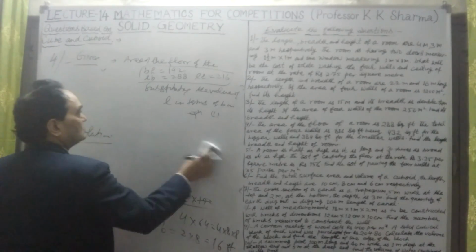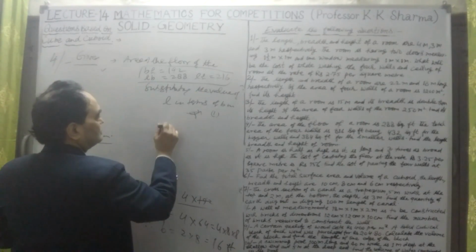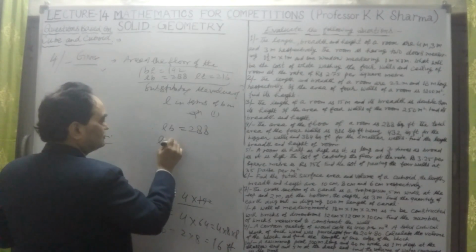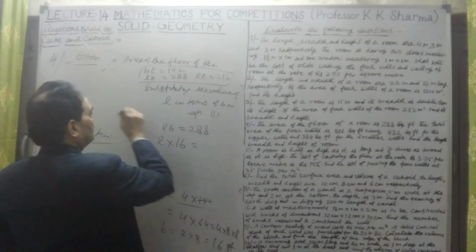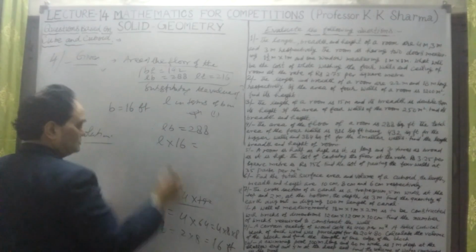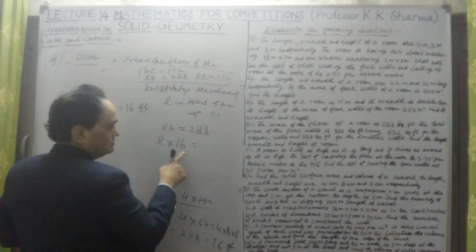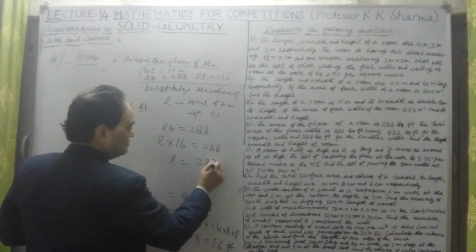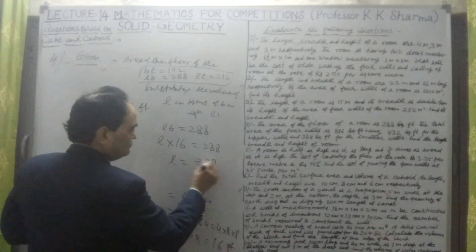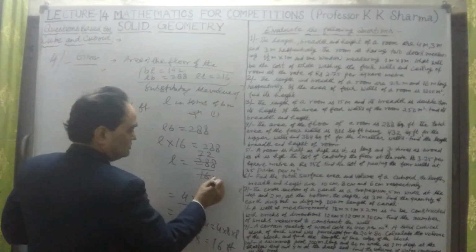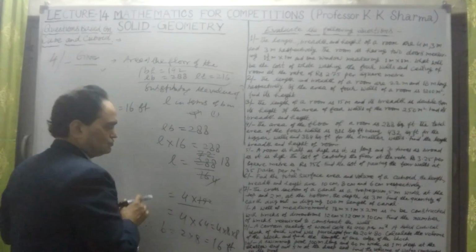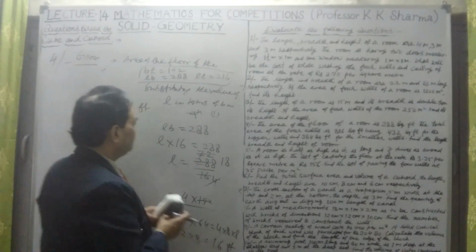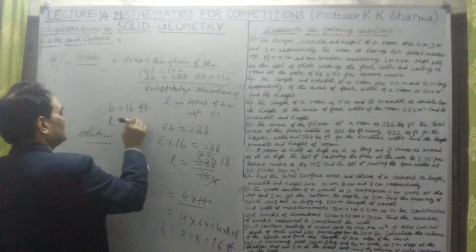Now what is L here? L into B is 288. We have calculated B is equal to 16 feet. This is the answer. So L into 16 equal to 288, or L is equal to 288 upon 16. Now by 4, 4 4 is 16, 4 7 is 28, and 4 2 is 8. Again by 4, 4 8 is 32, so 18. L is 18, so L is equal to 18 feet.